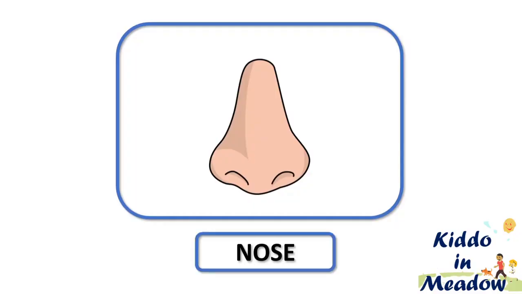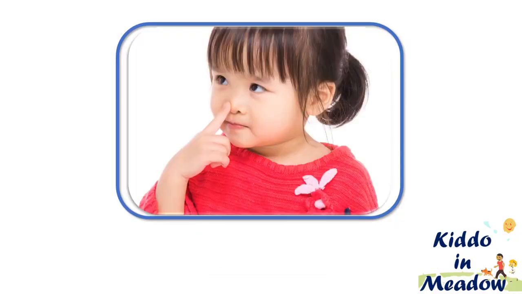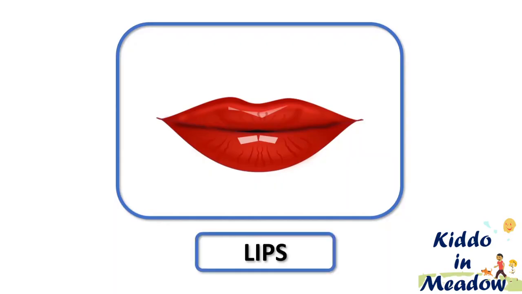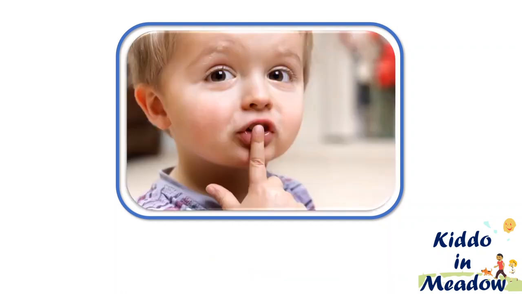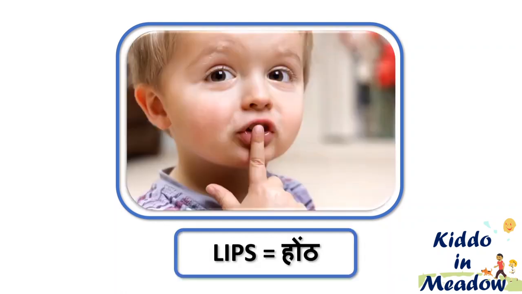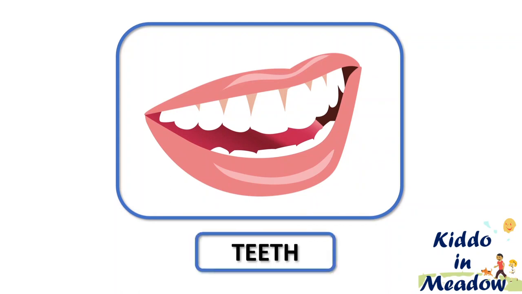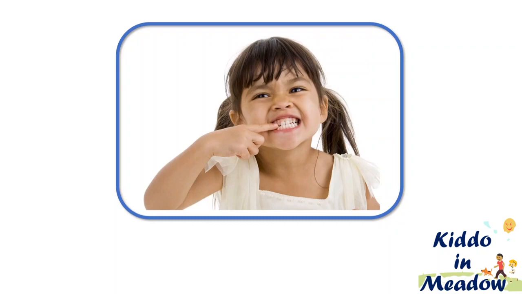This is nose. Nose yani naak. Nose. This is lips. Lips yani hod. Lips. These are teeth yani daant. Teeth.